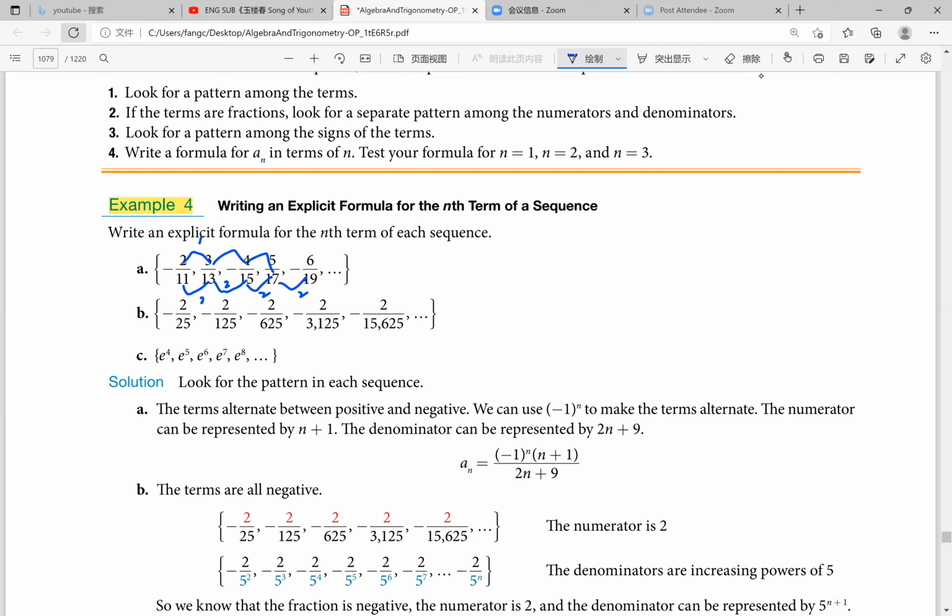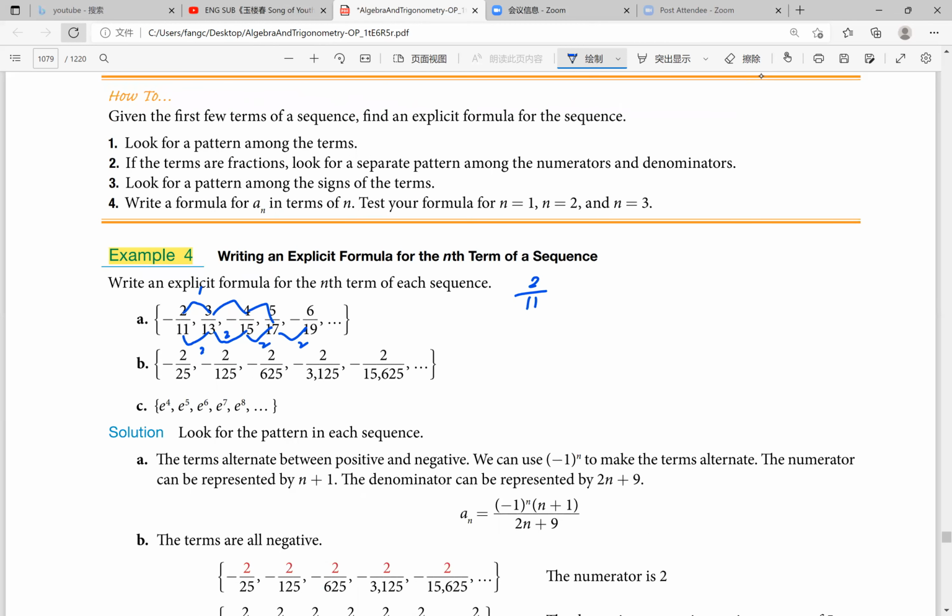At this moment, the first term is very important. The first term is 2/11. Now we can temporarily ignore the sign. It is also an alternating sequence. So first we ignore the sign. So the sequence is 2/11, 3/13, 4/15, and 5/17, and 6/19. So this is n equals 1, this is n equals 2, this is n equals 3, this is n equals 4, this is n equals 5.